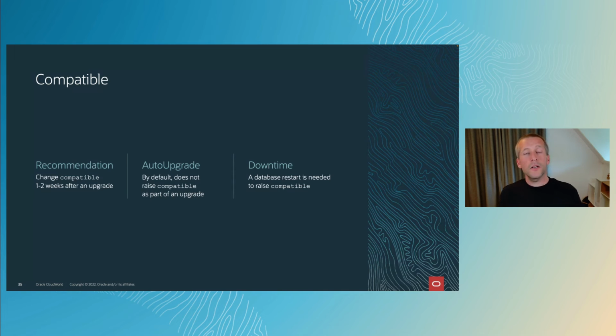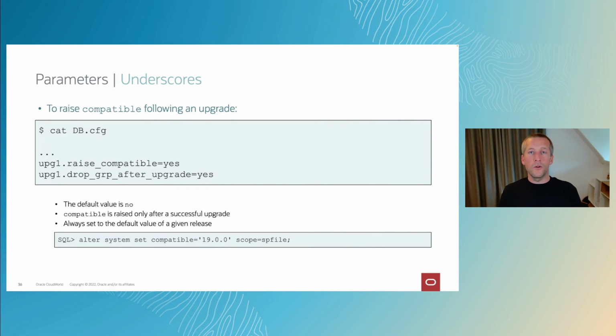However, changing the compatible parameter requires downtime because it is a static parameter. The database must be restarted. So in some organizations, taking an additional maintenance window is not possible. And in that case, you need to change compatible as part of the upgrade. That's also easy with AutoUpgrade.